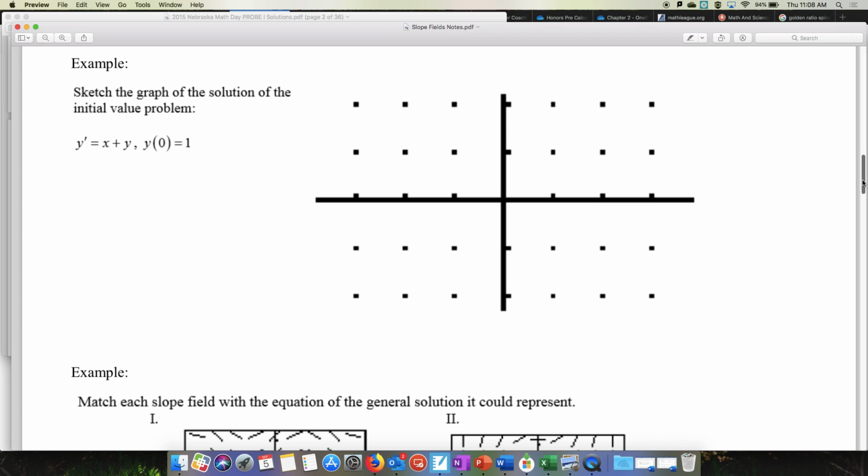Okay? So let's take some time and let's make these slopes. So x plus y is our differential equation. So at (0, 0), we have a slope of 0. But at (1, 0), we have a slope of 1. And at (2, 0), we have a slope of 2, etc. Okay? So let's take some time and fill in all of these slopes to the best of our ability.